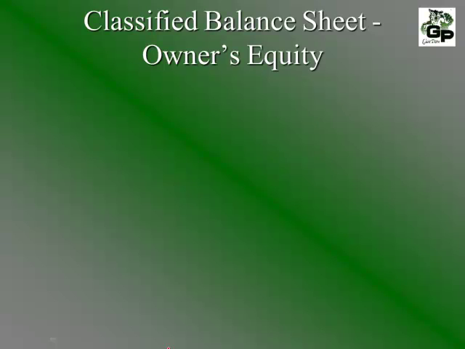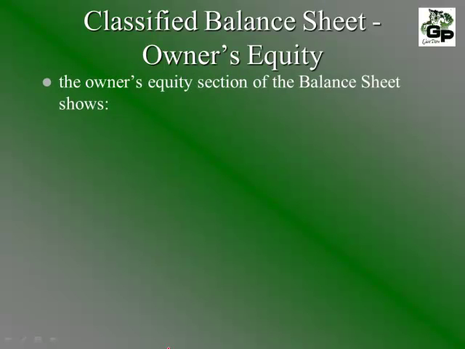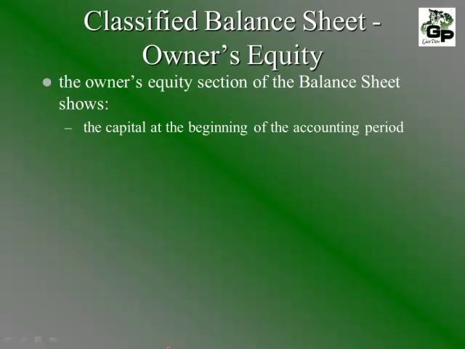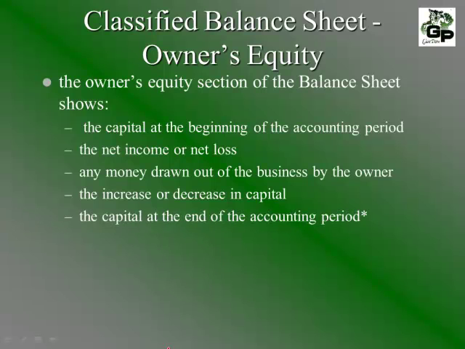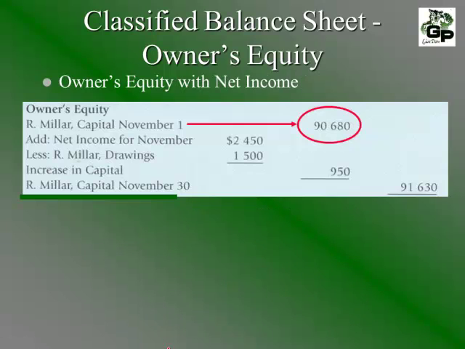Now we're going to talk about the owner's equity section of a classified balance sheet. We already know that the owner's equity section contains the capital at the beginning of the accounting period, the net income or net loss, any money drawn out, which is the owner's drawings, the increase or decrease in the capital based on those above two items, and the capital at the end of the accounting period.